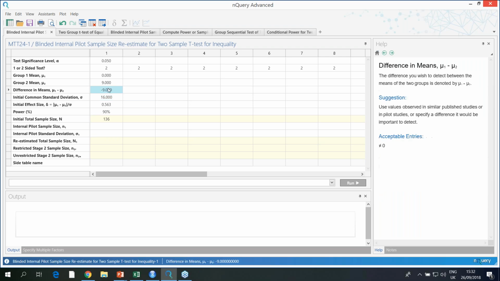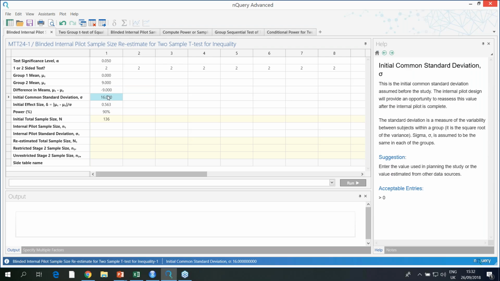We're not going to be able to update our difference in means assumption because this is going to be blinded data. That means we're not going to see who's in group 1 or group 2, so we're not going to be able to see what the new effect size might be. But we are going to target this common standard deviation. We had an initial estimate of 16 in this case, and now we're asking, well, what if this was wrong? What if the variance was higher than we expected?